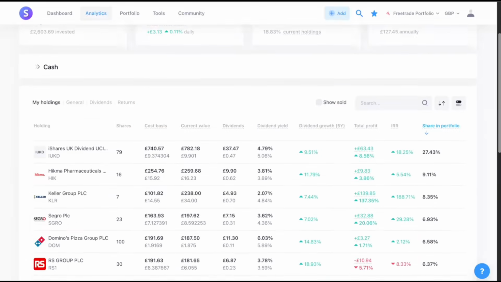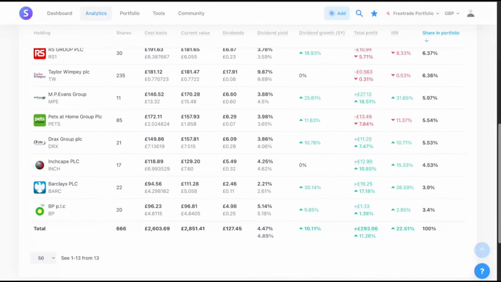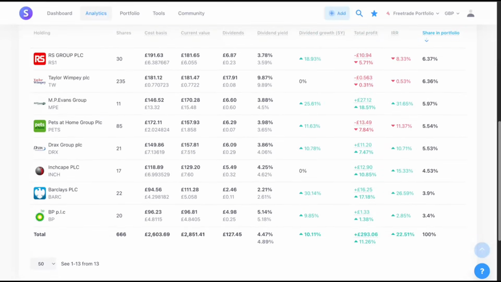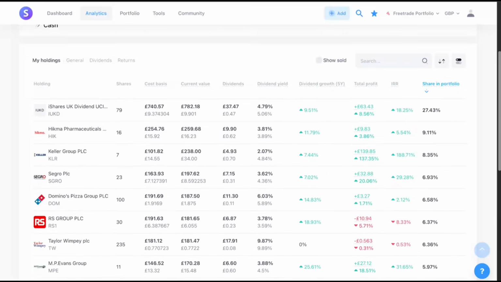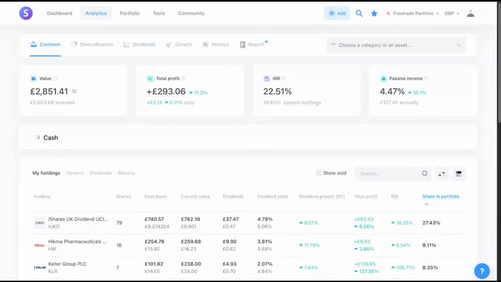What I really like about this portfolio is that it not only has a fantastic starting dividend yield at 4.5%, but it also has a 5-year dividend growth rate at over 10% between my different ETFs and stocks, and it's still performing really strongly, having outperformed the S&P 500 and the FTSE 100 over the first 11 months.